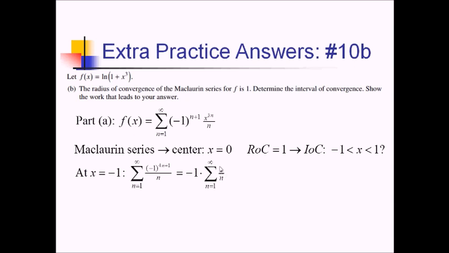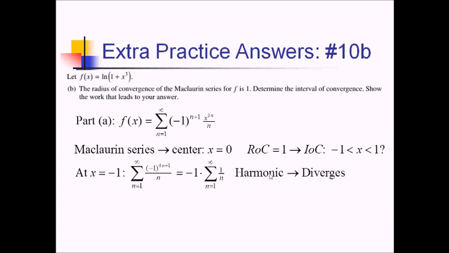So now that I've got 1 over n inside, I recognize that this is just a negative version of the harmonic series. It doesn't really matter what you have out in front of a series that diverges, because if you multiply a diverging series, you're going to diverge anyway. So this is going to diverge at the endpoint -1.